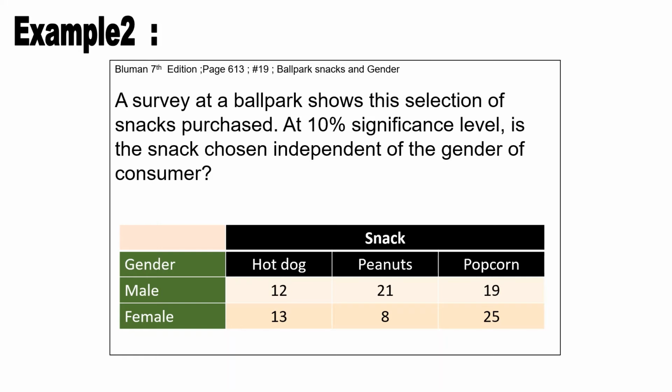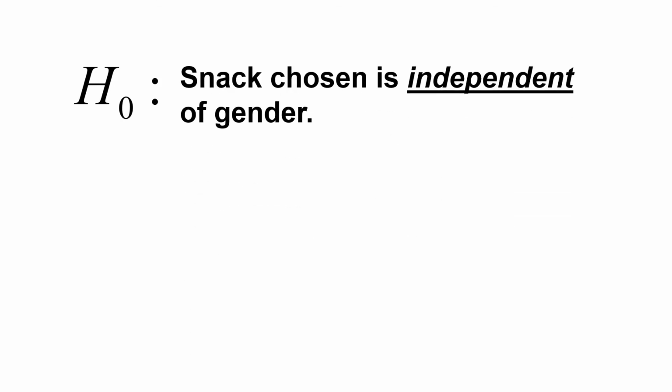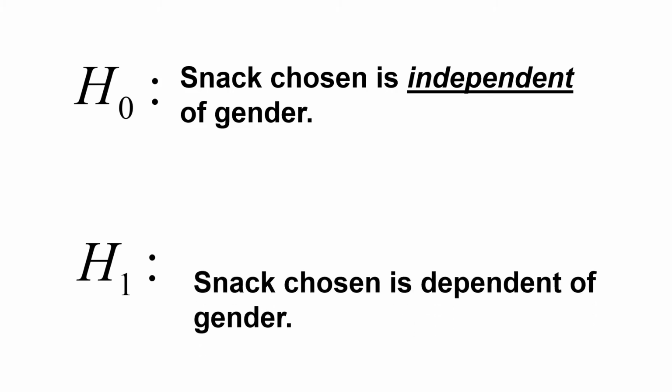Example 2. A survey at a ballpark shows this selection of snacks purchased. At 10% significance level, is the snack chosen independent of the gender of consumer? In this example, the null hypothesis is snack chosen is independent of gender. The alternative hypothesis is snack chosen is dependent on gender. This is called the test of independence of two variables.